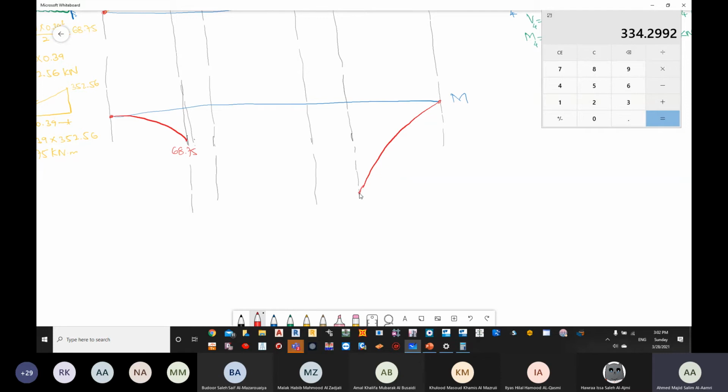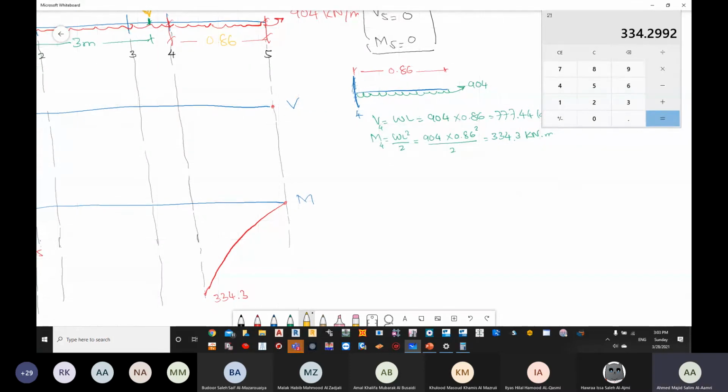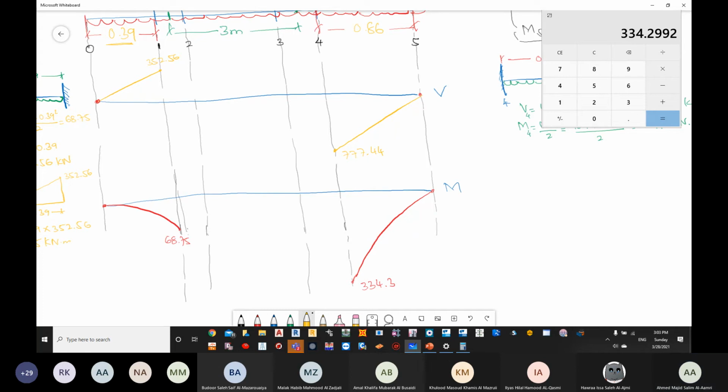So 334.3. And then we have the shear force. One thing to be taken into account when you do the shear force: if you started from the other side, then you should flip your direction of drawing. You will see later when we summarize it. So now, by flipping it, we have 777.44. It will come like this, opposite of whatever you started on the left side. We are going to summarize it and see later why it came like this.